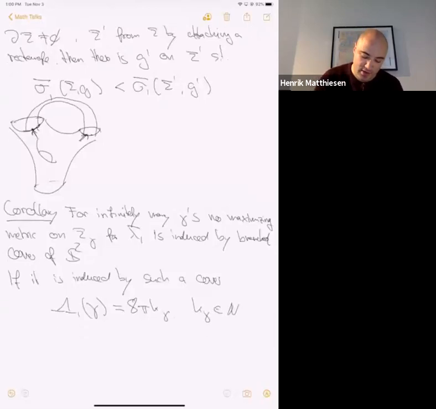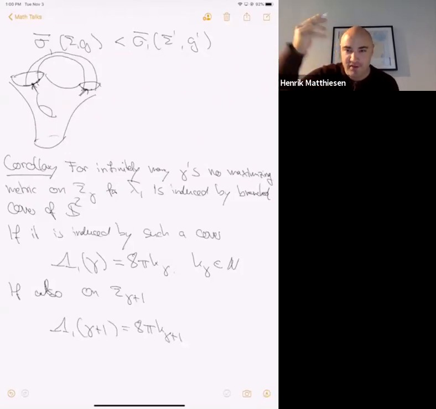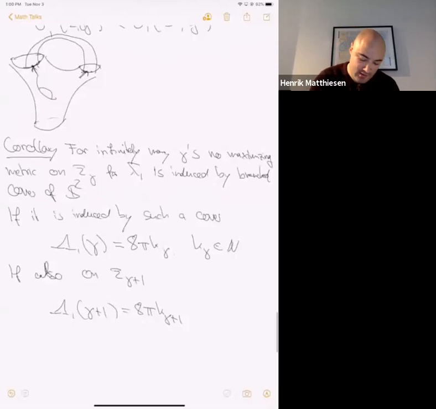But then, if that also happens on the next one, well then of course you know that this one here also has to be 8 pi times another integer. But from our theorem, you need to know that you strictly jump, right? But then you jump at least 8 pi. Okay, so theorem A prime implies that this integer here is at least that integer plus 1.